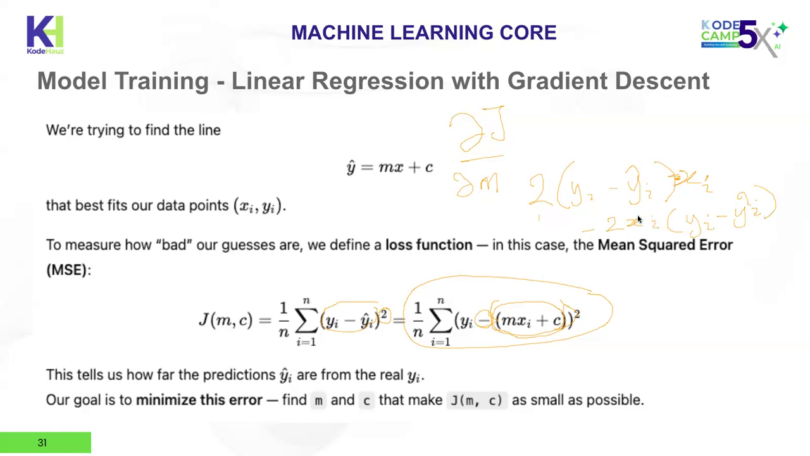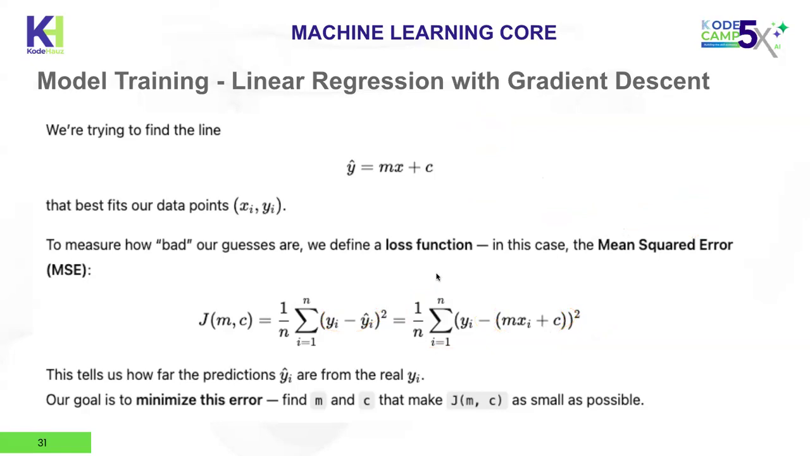Now, if you are doing it with respect to c, you basically will do the same thing. So again, del j, del c. You take the whole thing, and you are going to get 2 times yi minus y hat i, times the inner one, which is yi minus mx plus c.